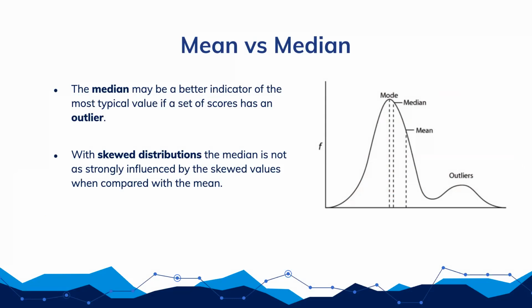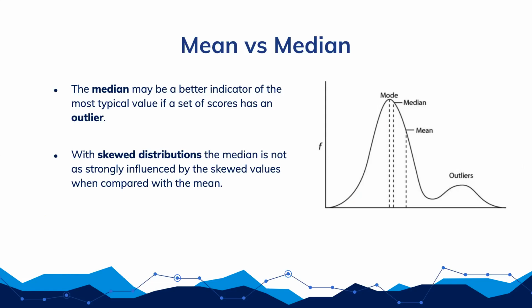So if you have outliers, as we had with the number of parts, most of our Lego sets have a small number of parts, but there are a few that have large numbers. So the mean will be much bigger, but the median will reflect more what's a typical value of the number of parts, okay? And as I see here, in skewed distributions, the median is not as strongly influenced by the skewed values when compared with the mean. And here you have a bit of a summary of what we've been saying so far, okay? Is that fun so far?